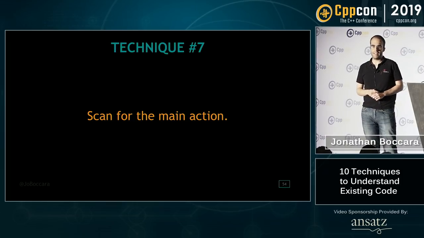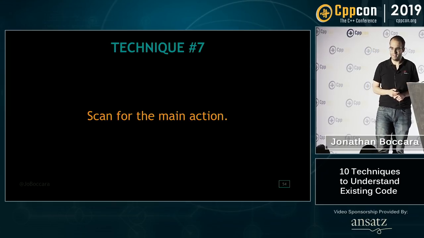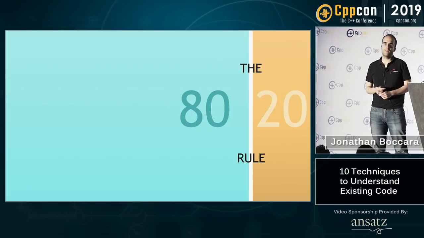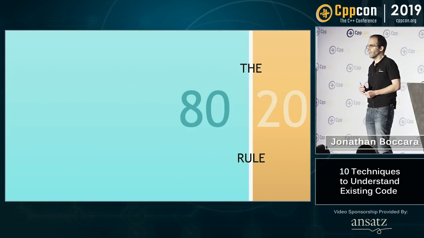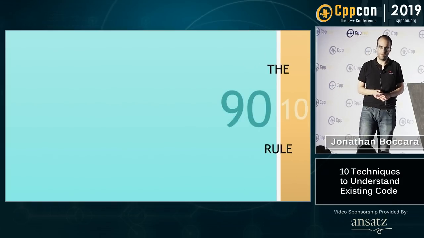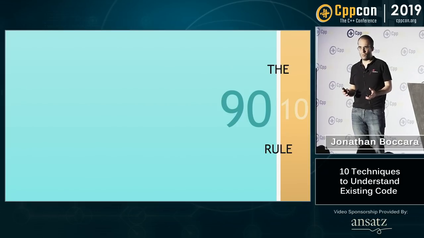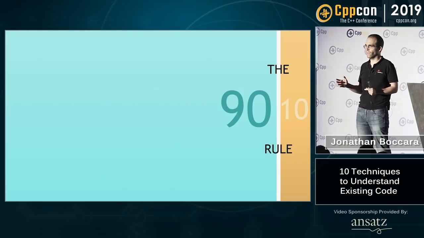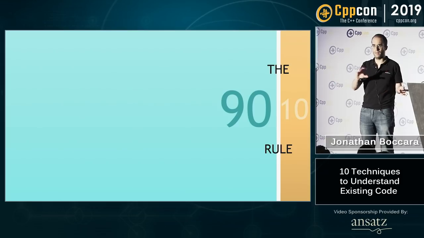Right. Now, the last of the speed reading techniques is to scan for the main action. There's this rule that seems to govern nature and programming and everything. It's the 80-20 rule. And some people even go as far as saying it's the 90-10 rule, which says that 10% of the causes are responsible for 90% of the consequences. We use that for performance in general, like 10% of the code is where 90% of the execution time is spent.